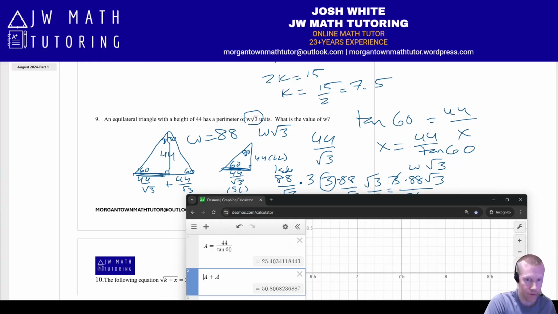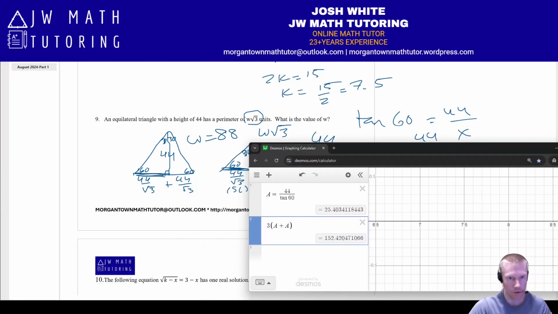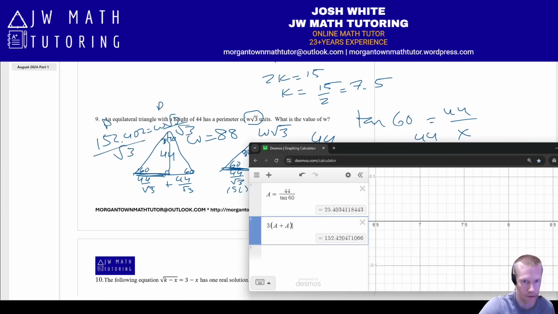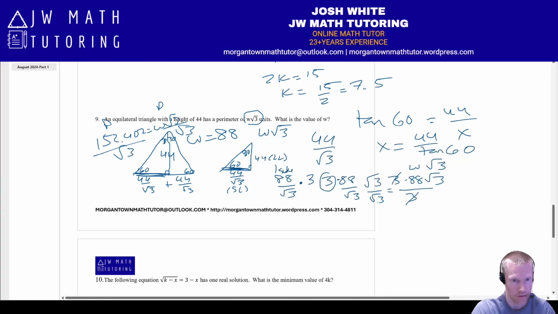Now I have to multiply this whole thing by 3, so I'm just going to stick a 3 out front here. So this is the total perimeter of the triangle. It's 152.402, and so on. But you're saying, how do I relate 152.402 to W root 3? Well, this is the total perimeter, so just divide both sides by root 3, and you'll get the W value. So now take this, divide it by square root 3, and there we get 88. So this is how you could do the problem using entirely basic trig, not needing the special right triangle formulas.